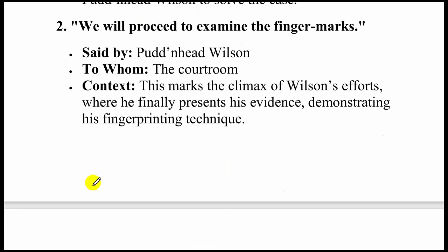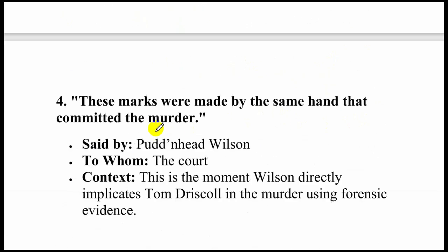Next, "We will proceed to examine the finger marks." Pudd'nhead Wilson to the courtroom. This marks the climax of Wilson's efforts, where he finally presents his evidence, demonstrating his fingerprinting technique.